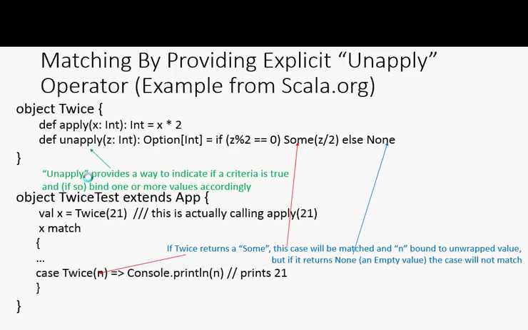Unapply is kind of the opposite of apply. Here's apply, array of x and y, and unapply is going to take an array and give us x and y to extract. And how is it going to give us x and y? It's the return value of unapply, the option.